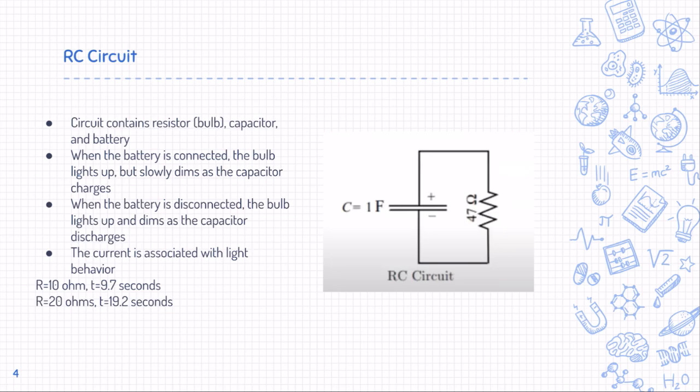And here you can see when we applied a 10 ohm resistor, it took 9.7 seconds to dim. And then when we applied a 20 ohm resistor, it took 19.2 seconds to dim. And so this shows the overall point that as resistance doubles, so does the time, and these two values are directly proportional.